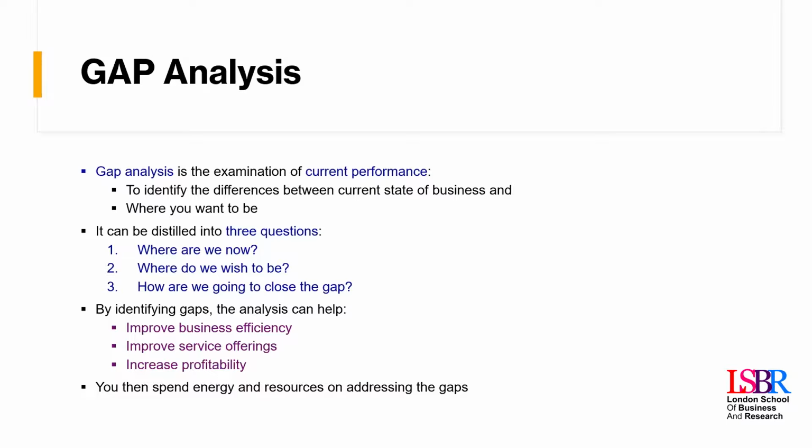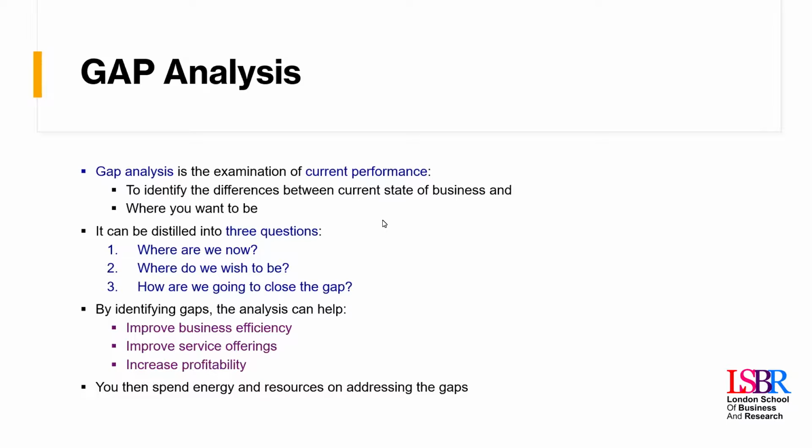Identifying the gap. How do you fill that gap? So how can you break that down further? Well, there are three questions you should be asking yourself. Number one, where are you now? What's the current stage of your business? Number two, where do you wish to be? Where do you want to take this business? Number three, how are you then going to close that gap? So where you are today, where you want to be, and what do you need to do to get there? What's the gap between today and that identified future state?